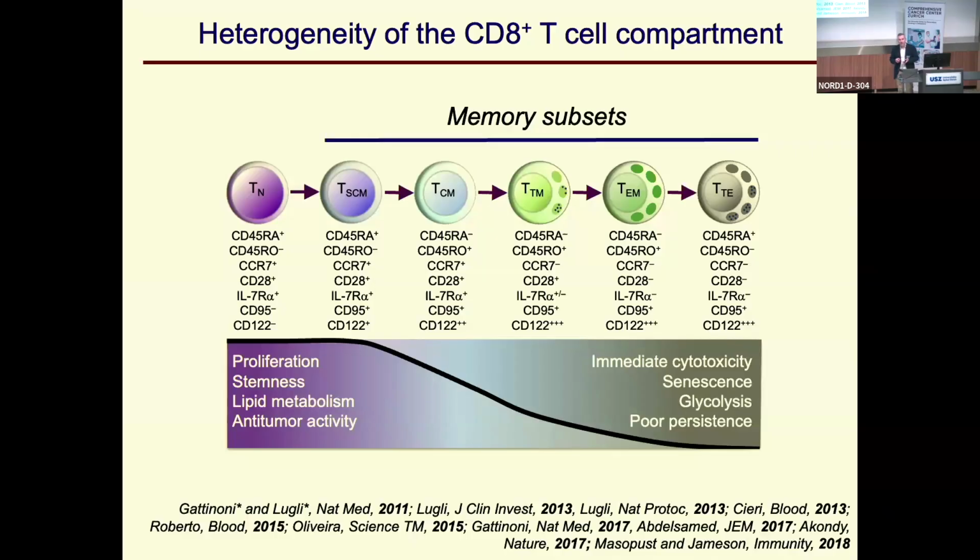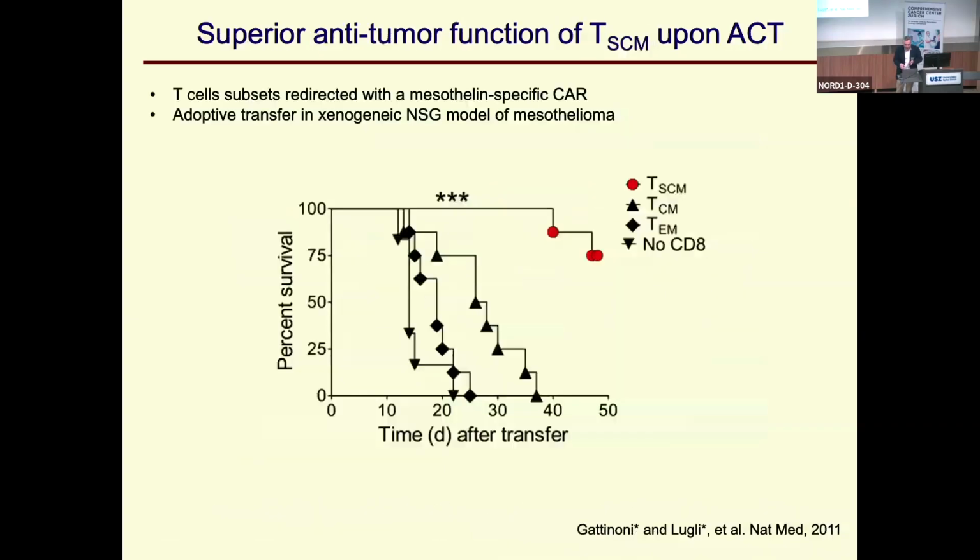The other important thing is that when these cells differentiate, they tend to lose some functions while they acquire others. For example, we have shown a long time ago with Luca Gattinoni at the NIH that stem-like memory cells are at the very beginning of this process of differentiation. They have very potent proliferative capacity and stemness, but they lose these capacities when they differentiate and they acquire cytotoxicity, and they also become senescent over time. This was an experiment that we did at the time to demonstrate that the stem-like memory population is actually more potent than others.